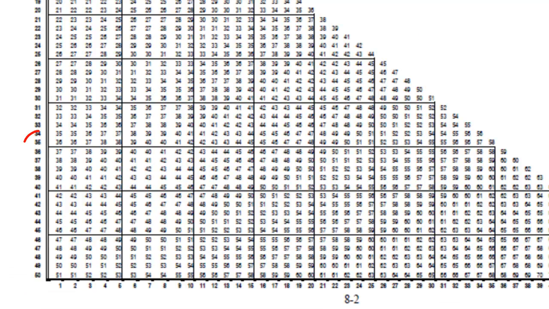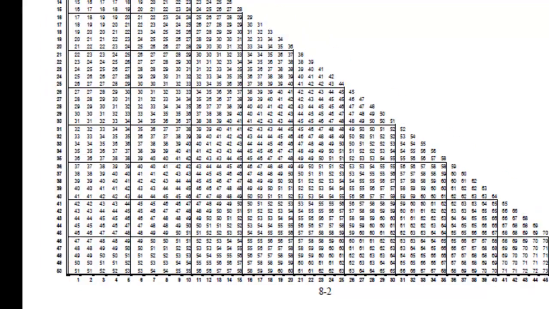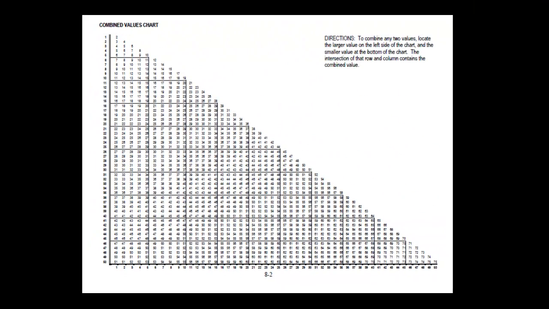For example, we combined 35% with 20% to get a 48%. If there was a third value and it was 10%, then we would combine the 48% with the 10%. That is, locate the 48% at the left side and the 10% at the bottom, the intersection is 53%. So combining 35% with 20% with 10% is 53%. That's all there is to using the CVC chart.